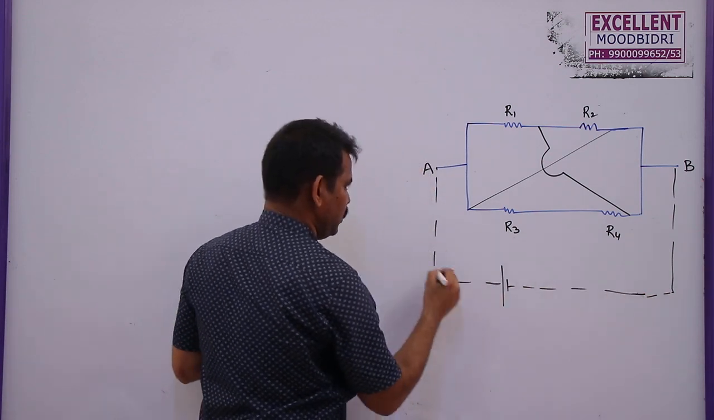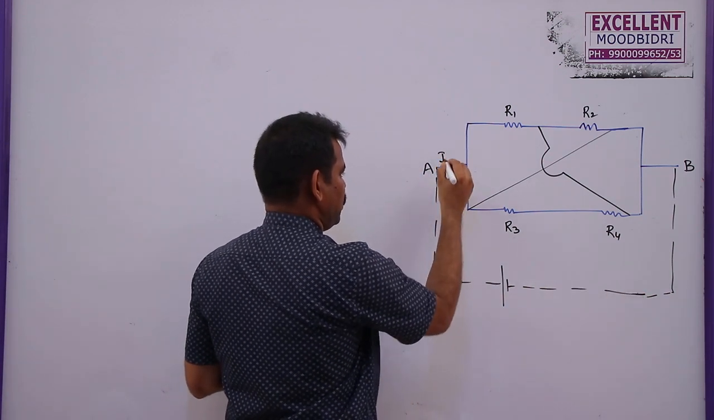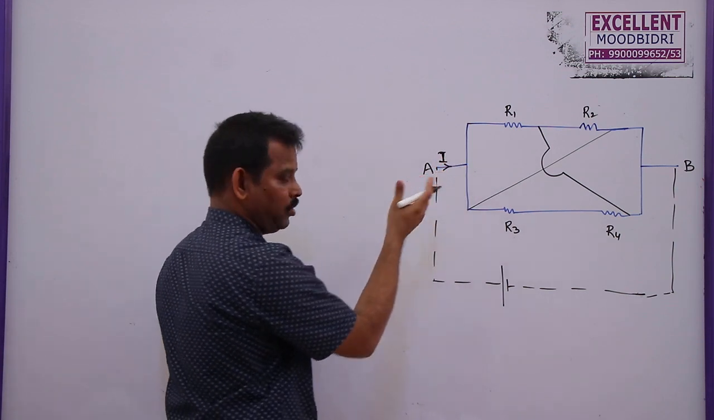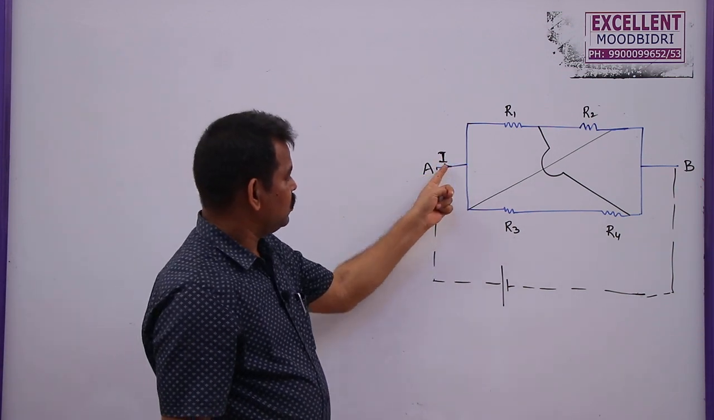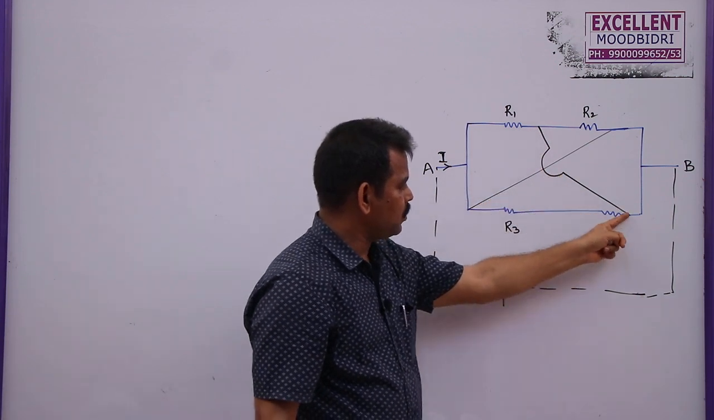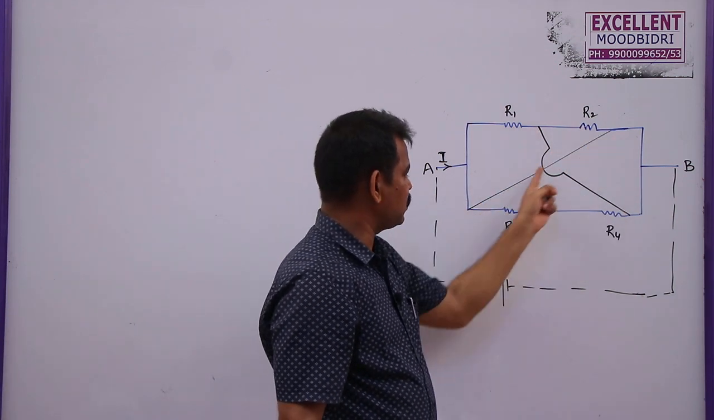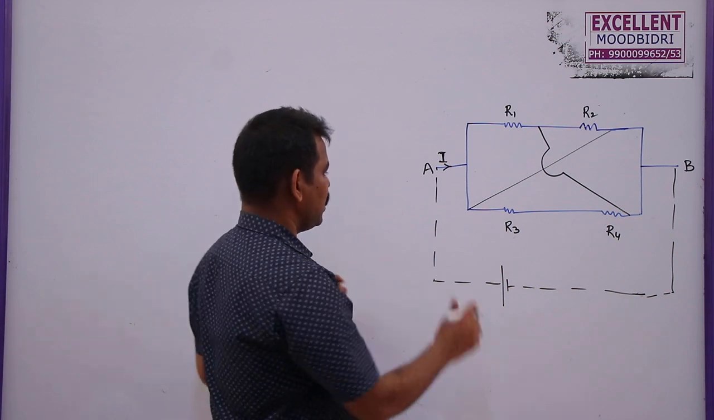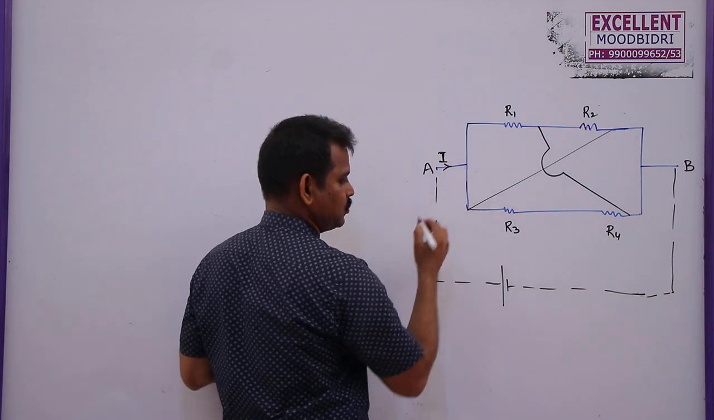So in this battery, whatever current comes here, how many paths are available for the current to travel here? 2 paths. This current can go through this R1 and then through this wire, or it can come back like this, because this current can move in this direction also.